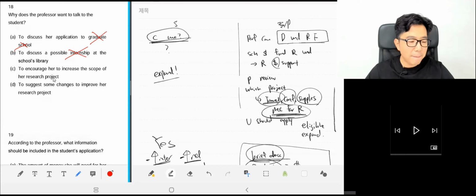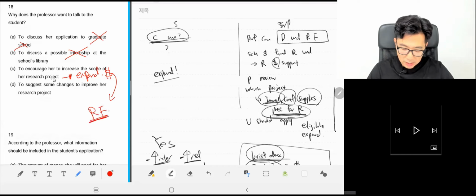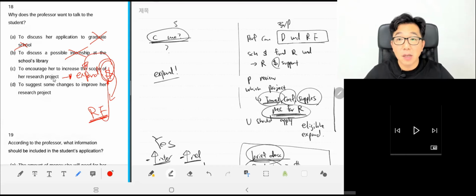C, to encourage her to increase the scope of a research project. Yeah, maybe, in a roundabout way, because if you want to expand your research, you need some money, funding, so that you need to apply to this research fund to get the money, get the funding to expand her research, right? So let's have a look, right?